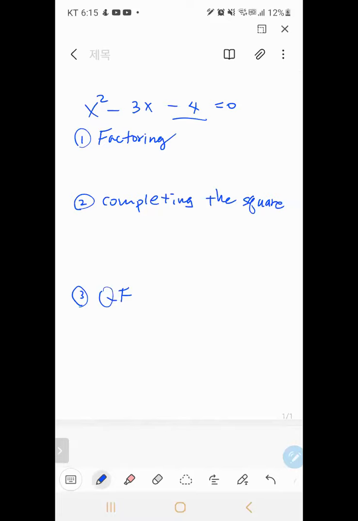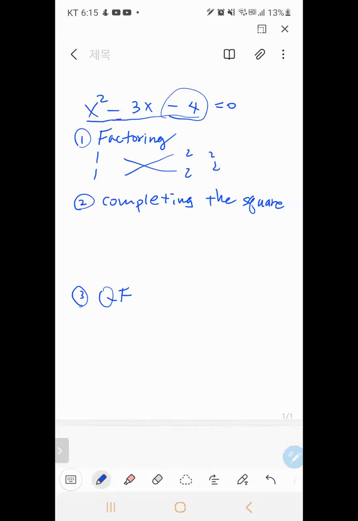Okay, so let's solve for x. Let's find the roots using factoring first. Since we have this equation, we know we could do 1, 1, and 2, 2. Minus 4. 2 times 2 is 4. And if I do 2 times 4, 1 times 2 and 1 times 2 is going to be 2, 2.